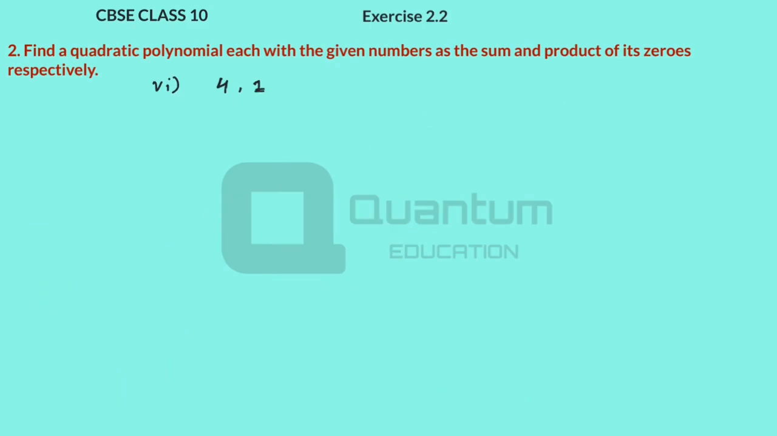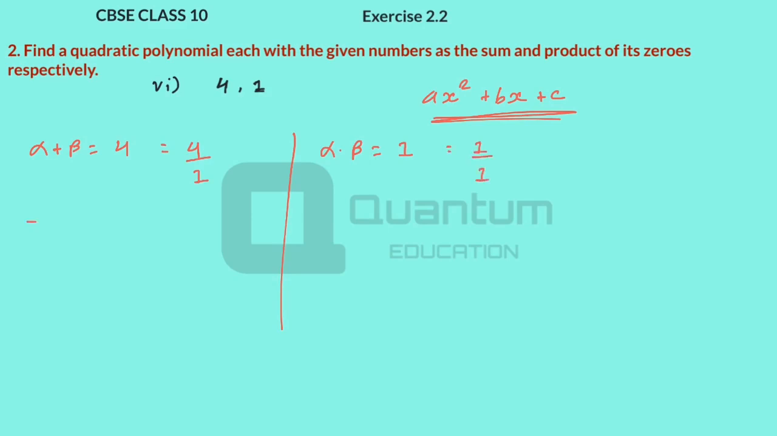Next question is, the sum of the zeros is 4 and the product of zeros is 1. So let's start. The general equation is ax square plus bx plus c, as we know. Now alpha plus beta, the sum of zeros, is 4, and alpha into beta, the product of zeros, is 1. So we can write here 4 upon 1 and 1 upon 1. The formula is minus b upon a is equal to 4 upon 1, and c upon a, alpha into beta, is equal to 1 upon 1.